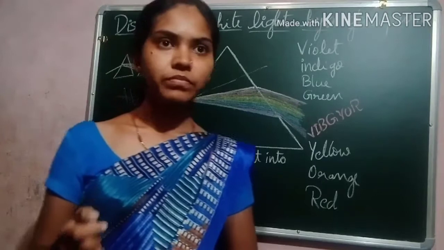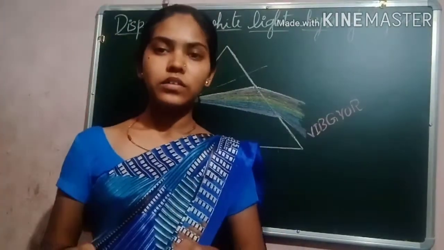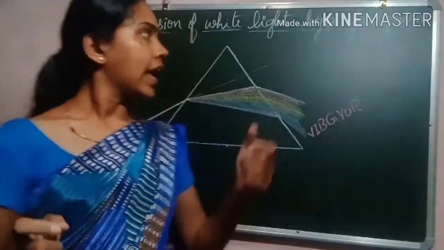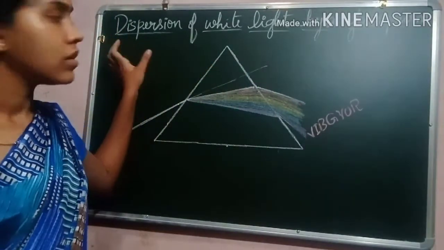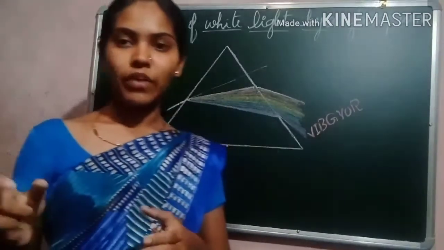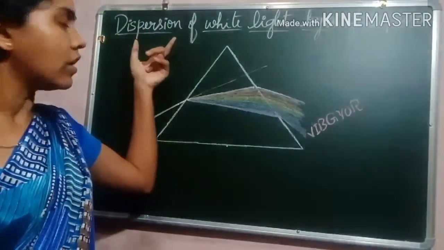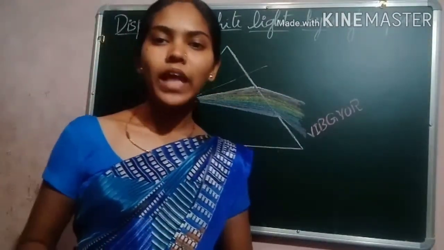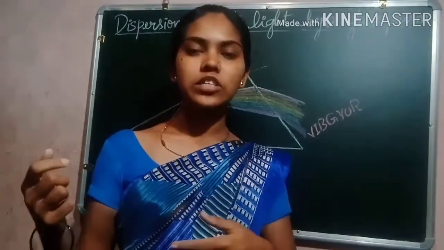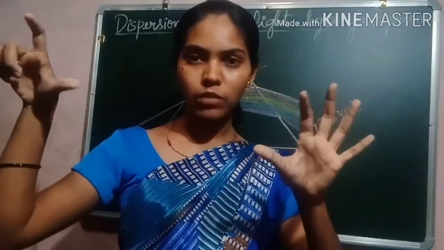So how does the rainbow form? The formation of a rainbow is a natural phenomenon caused by the dispersion of sunlight. Always after a rain shower, you can observe the rainbow in the sky.